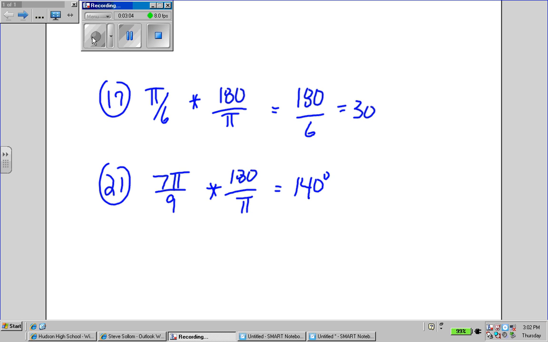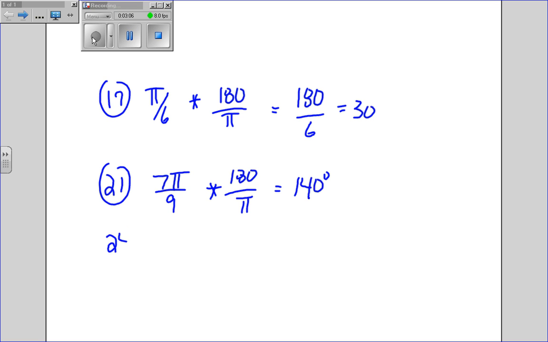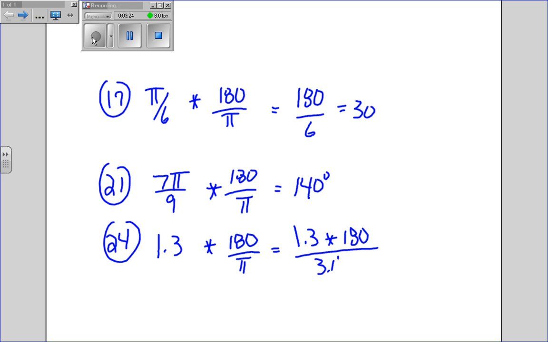And then one more, but this one's a little bit different because the radians you're given doesn't have a pi in it. It's just 1.3 radians to begin with. So we multiply that one by 180 over pi. We're just going to substitute in pi as approximately 3.14159 and come up with a decimal answer as our final answer.